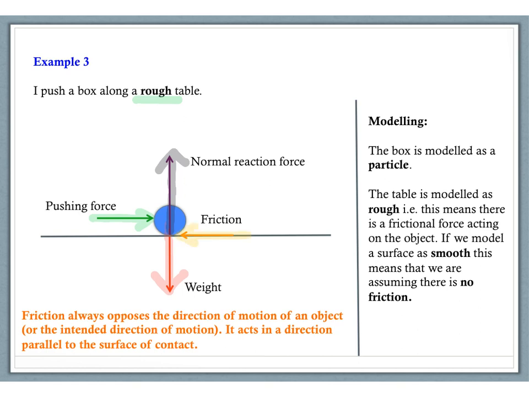So friction always opposes the direction in which an object is actually moving or the direction in which it is attempting to move. I'm attempting to push that box from left to right, so friction is going to work against me and work from right to left. Friction always opposes the direction of motion or the intended direction of motion. It's really important that you remember this.